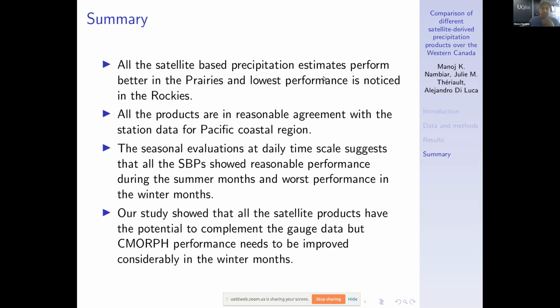All the satellite-based product estimates perform better in the prairies, and the lowest performance is noticed in the Rockies because the satellite products have some problems observing in complex topography. All the products are in reasonable agreement with the station data for the Pacific coastal region. And also, all the products have the potential to complement the GOAL data, but the CMOR performance needs to be improved considerably in the winter months.